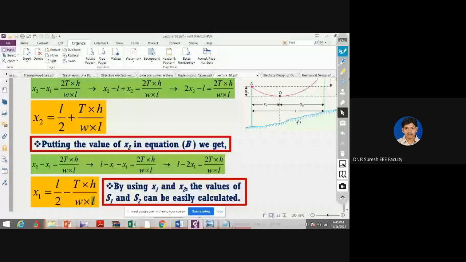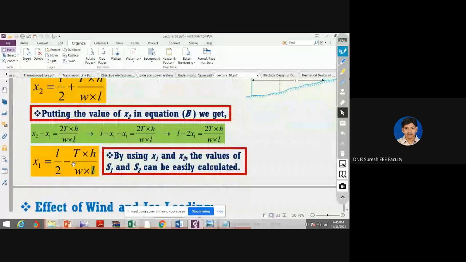We'll get what? Span length, yes or no? Like that, we will calculate the span length once you know the X1 and X2 values. So these are the two formulas we have to remember while solving unequal level supports: X1 equal to L by 2 minus TH by WL, and X2 equal to L by 2 plus TH by WL. These are the two formulas we have to remember for unequal level supports.